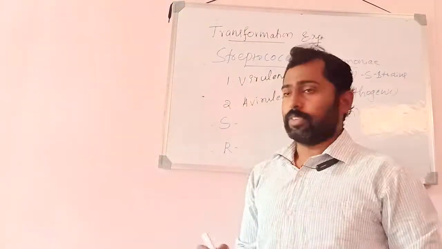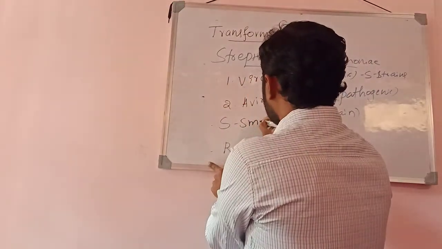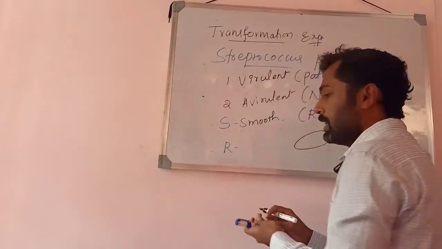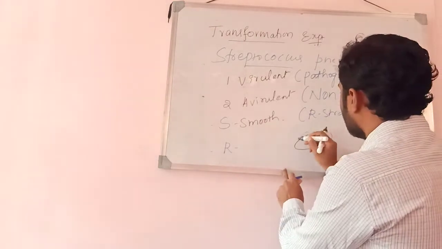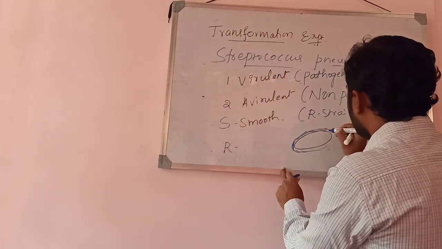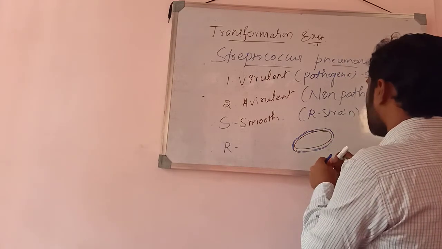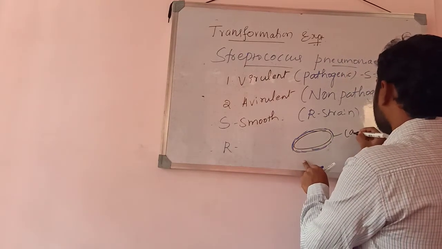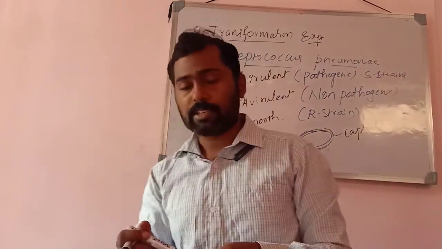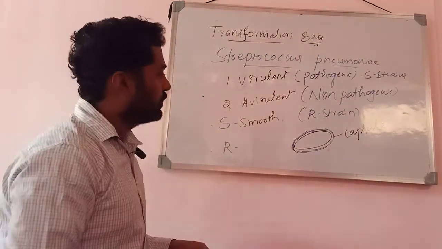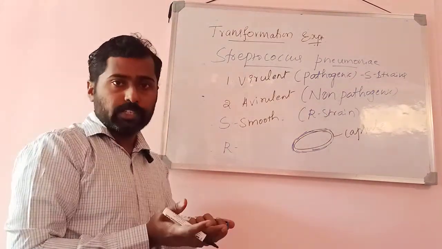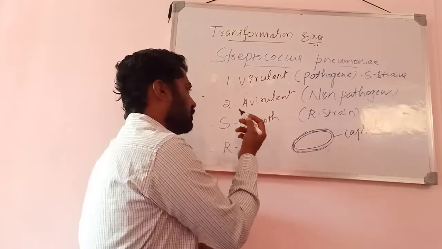The S strain, the smooth strain, why is it regarded as smooth? Mainly because these bacterial cells are surrounded by a transparent, slimy, gelatinous covering over the bacterial cell. That gelatinous covering is called a capsule. You have heard about a capsule, isn't it? A capsule is a gelatinous covering over the bacterial cell. So those bacterial cells which possess a capsule around them are regarded as the smooth strain.